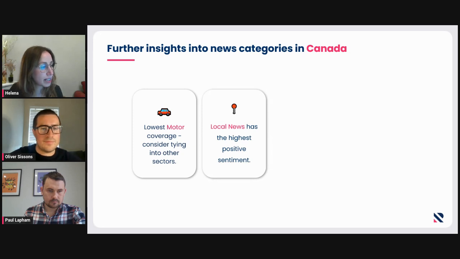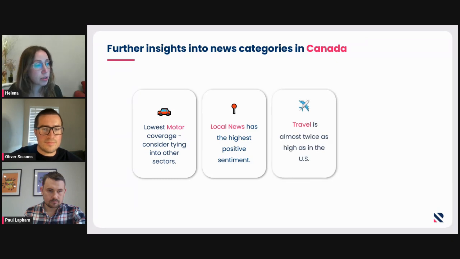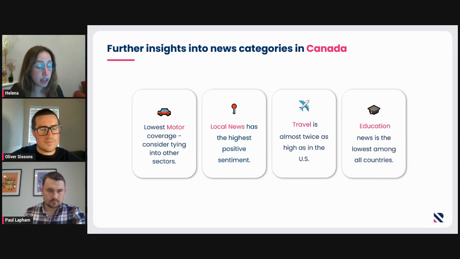Local news had the highest positive sentiment in Canada compared to other countries. Travel is almost twice as high in Canada as it is in the US. And lastly, different than in the US, education news is the lowest among all countries.